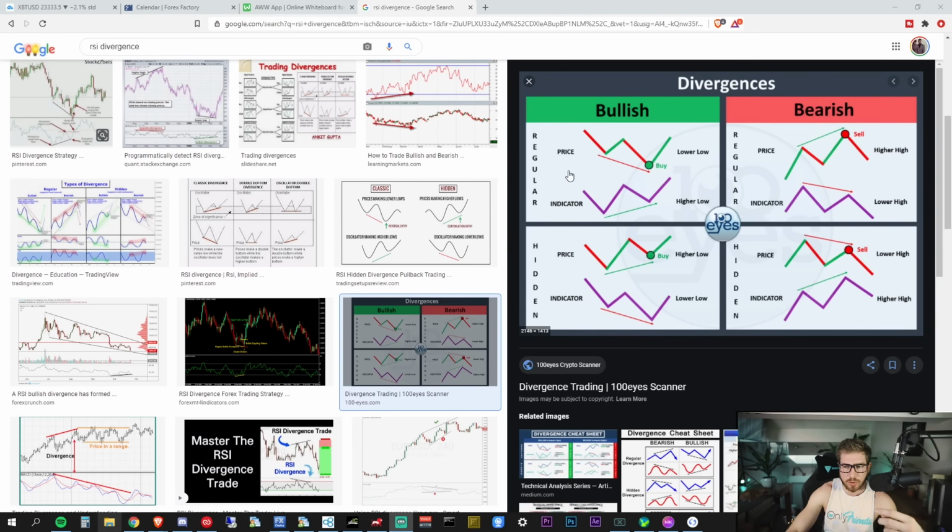Very, very simple here. Look for only the regular ones. So simple for beginners. What we're going to be looking for is essentially the price to be continuing to make lower lows, or higher highs if it's going in the other direction, and then the indicator showing the exact opposite.